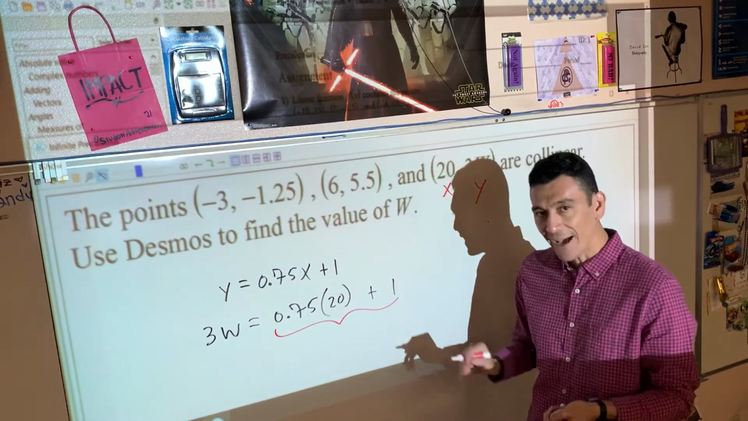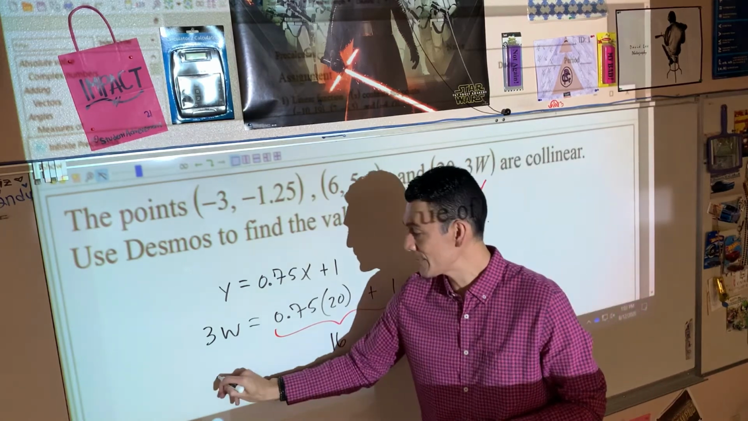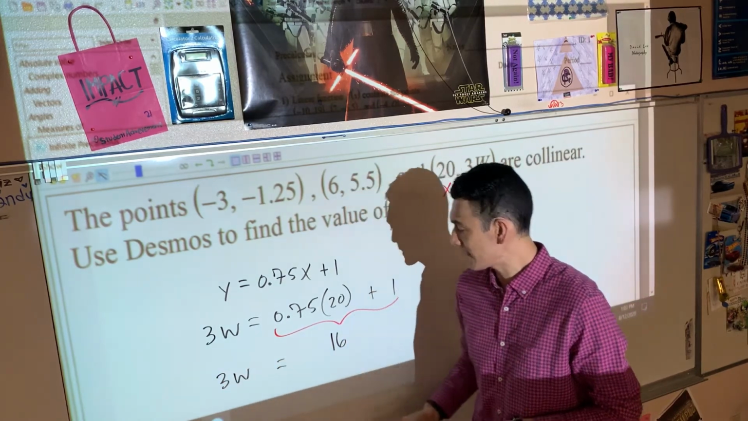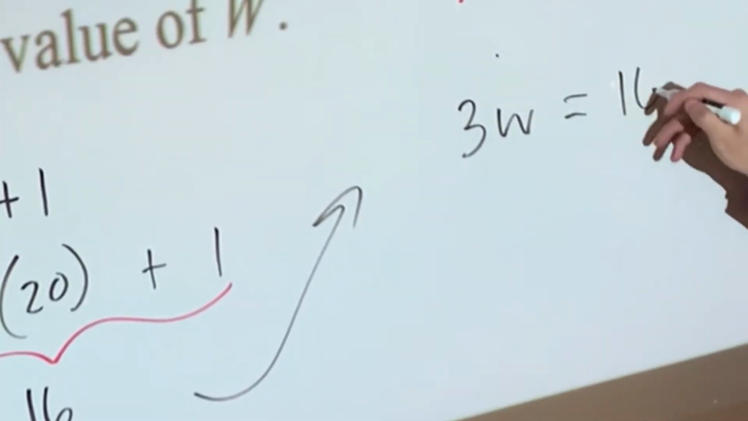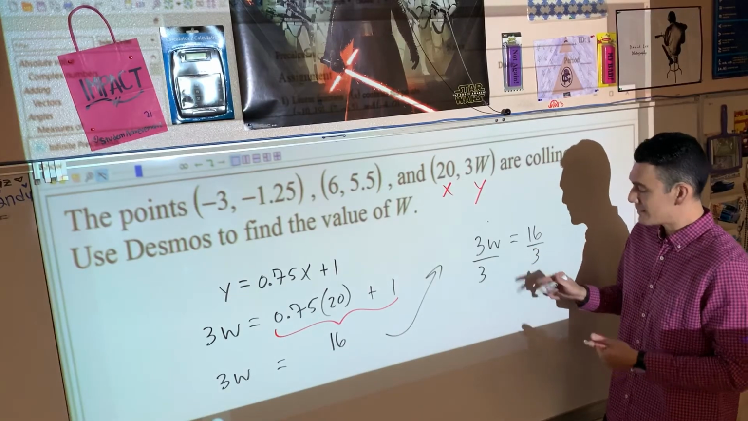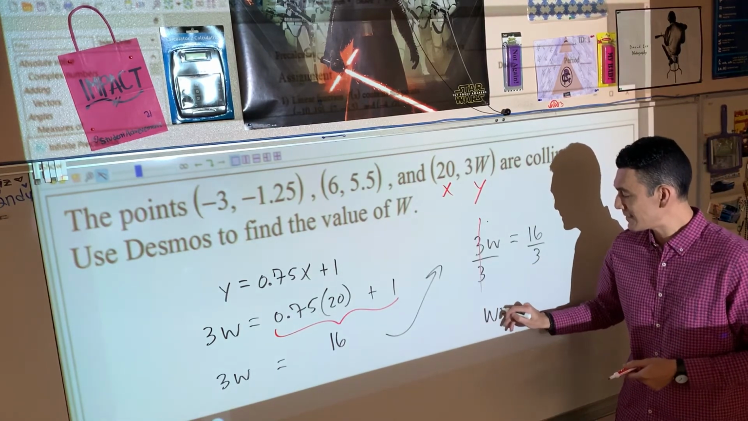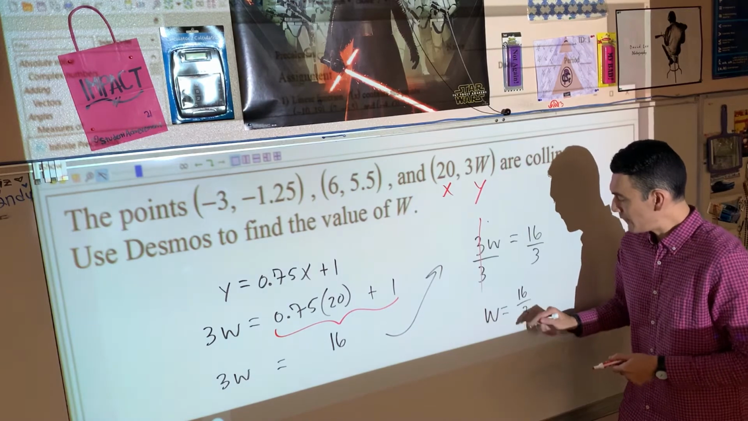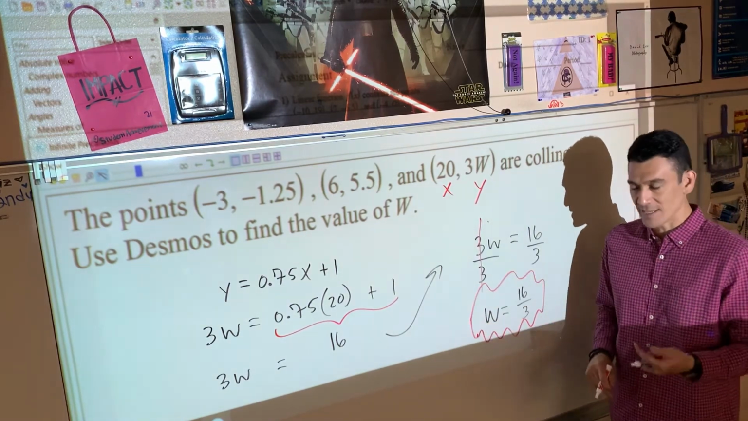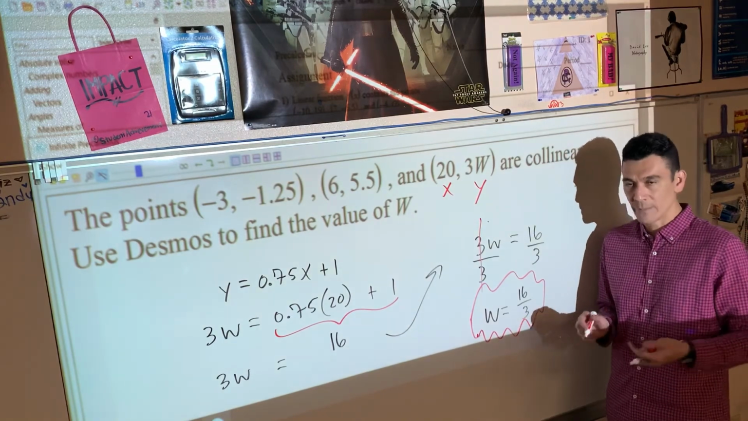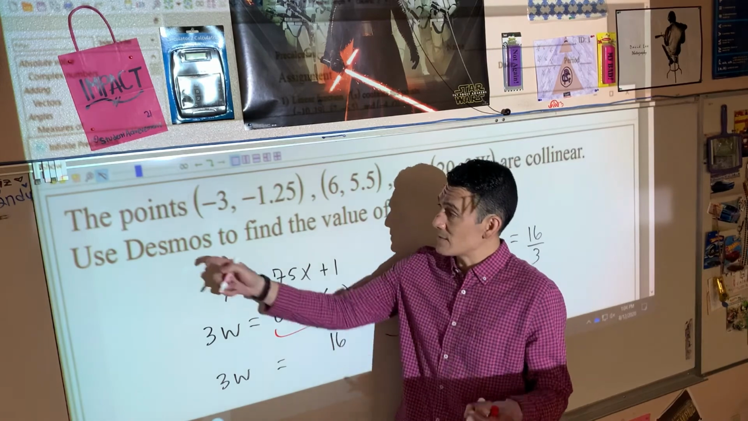And honestly, you know what? Look, just go calculator on that. Just go calculator and it will say 16. And so let's finish this. 3W equals 16. Just divide by 3, because that's the inverse of multiplication. And so W equals 16/3. If your answer is ever a fraction, leave it a fraction. We prefer fractions instead of decimals, and you don't have to turn it into a mixed number. 16/3 is just fine.